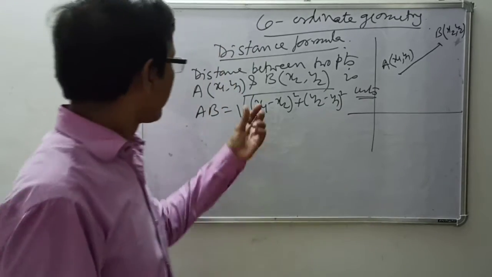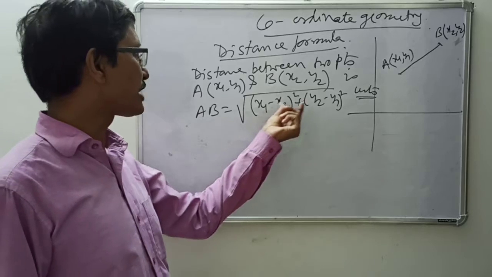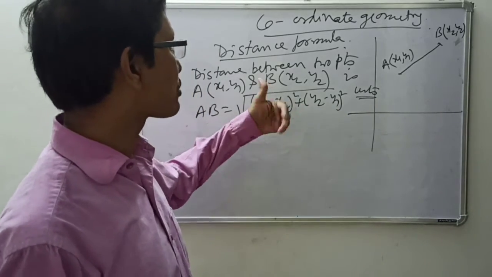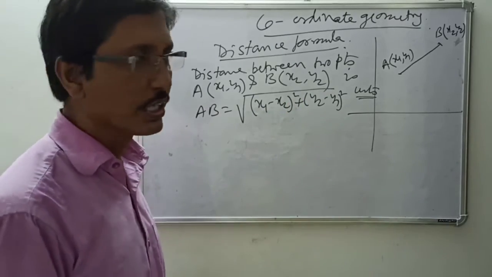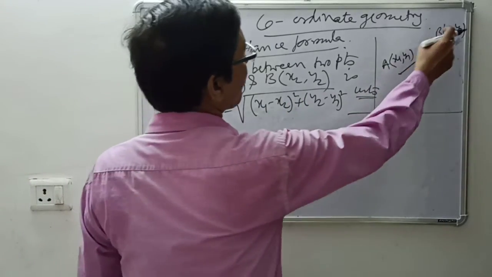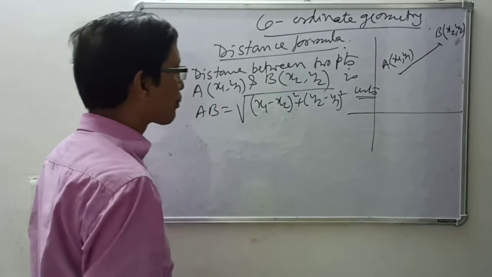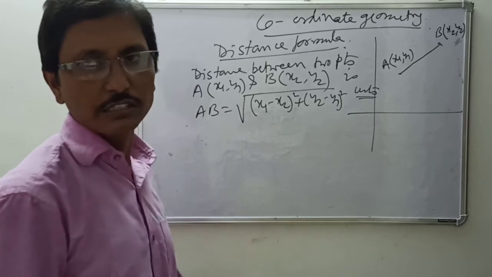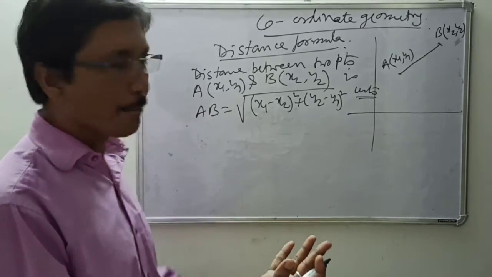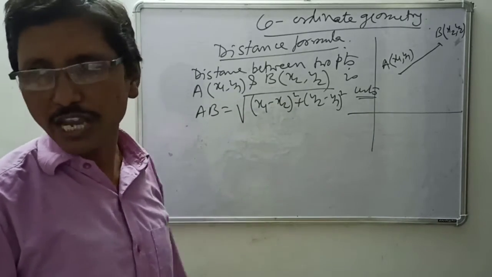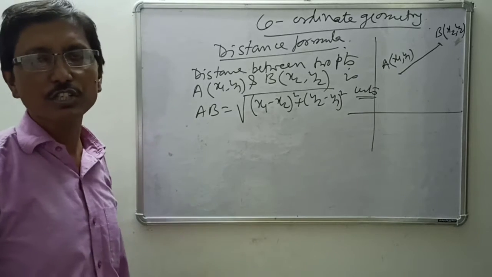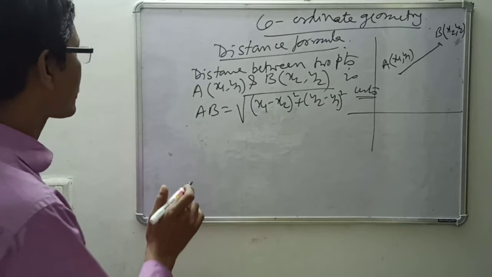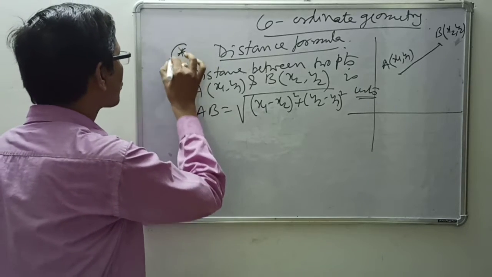Here, it is the difference of the two x coordinates squared, plus the difference of the y coordinates squared. You can take any one as x1 and any one as x2. Suppose their difference is 3 for x1 minus x2. If you take the opposite, then you will get minus 3. But since both are squared, 3 squared or minus 3 squared, both give 9. So there is no change in the result. This is the important formula to be followed.